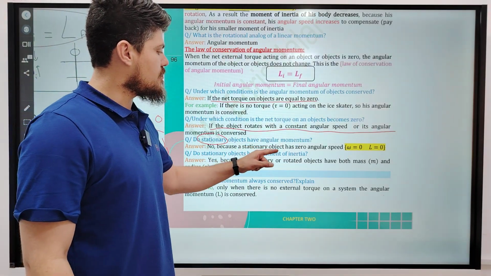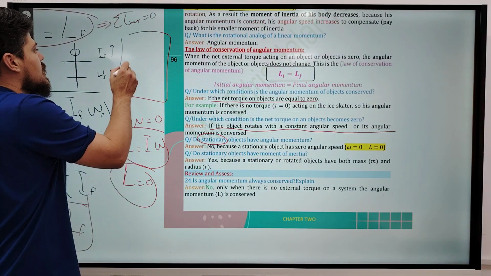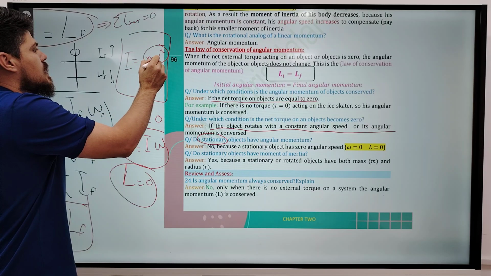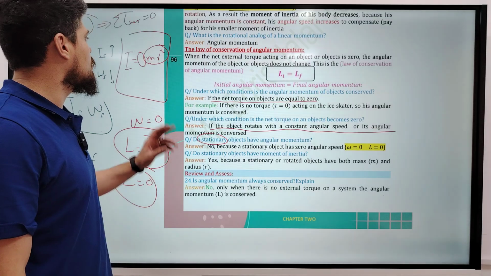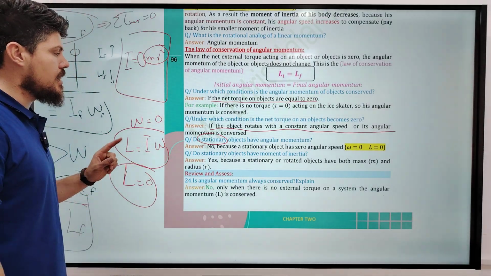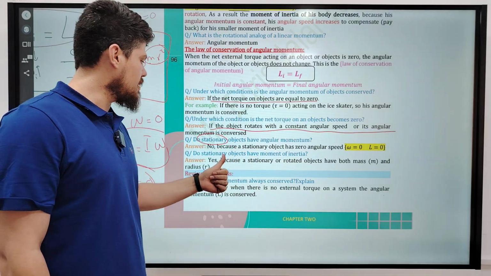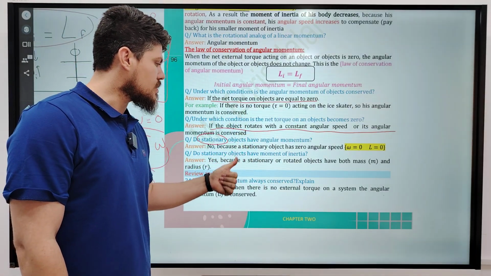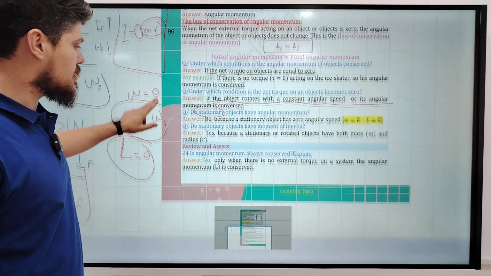Does a stationary object have moment of inertia? Yes, of course, because moment of inertia does not depend on angular speed. It depends on mass, radius, and the distribution of mass around the axis of rotation, which means its shape. So, do stationary objects have angular momentum? No. Do stationary objects have moment of inertia? Yes, because a stationary or rotating object has both mass and radius.